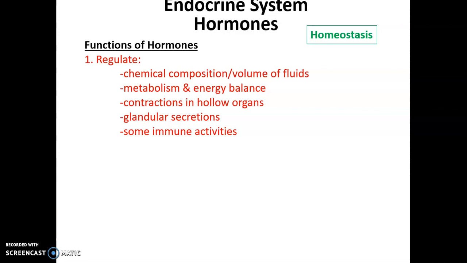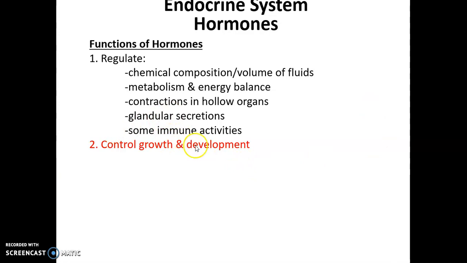Hormones can also lead to glandular secretions, lead to other glands releasing hormones. And some hormones also have an immune function, especially in helping immune cells to properly develop or to be stimulated to act. Hormones can also control growth and development, helping the infant grow to the size of an adult and at the same time develop. So we're not just seeing a 5 to 6 foot tall infant, but it's actually now an adult body.